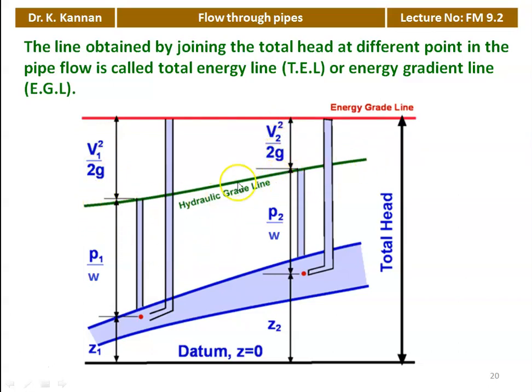So, the hydraulic gradient line is drawn using the sum of Z1 plus P1 by W and Z2 plus P2 by W, which is the piezometric head. The plot of the piezometric head is called the hydraulic gradient line. And for the total energy line, we add the two values, piezometric head and velocity head, then we get the energy gradient line, or total head line. This type of diagram is required for calculating the total head required to raise the water. By calculating the datum head, velocity head and pressure head, we can calculate the total head of the water rise, which is useful data to calculate the pumping power or the capacity of the pump for pumping the liquid.